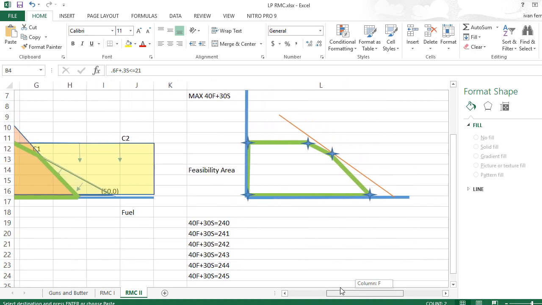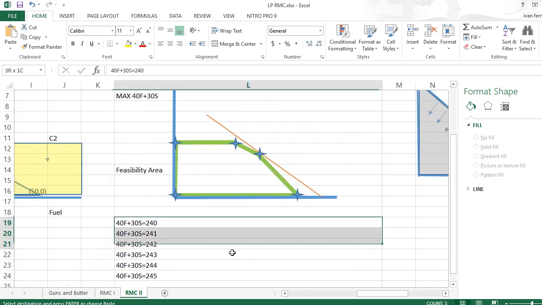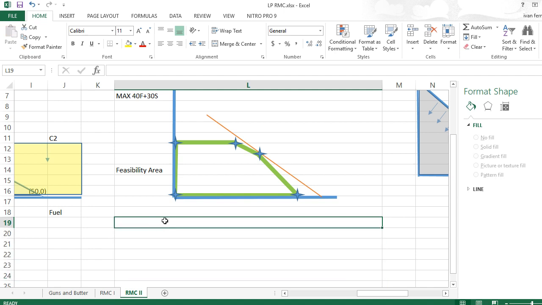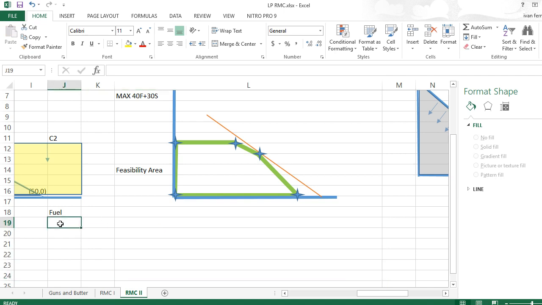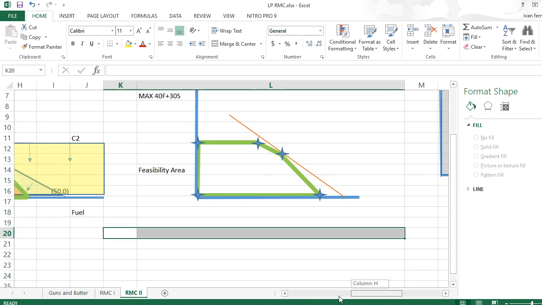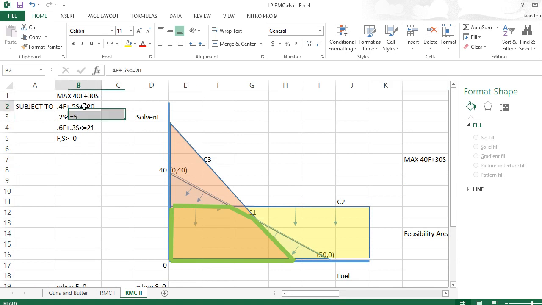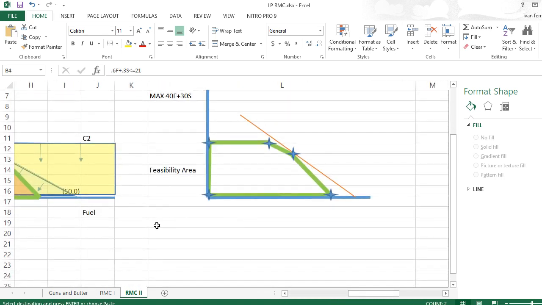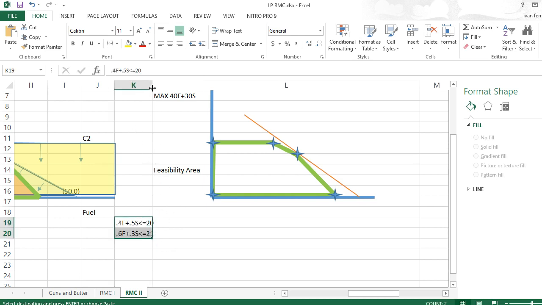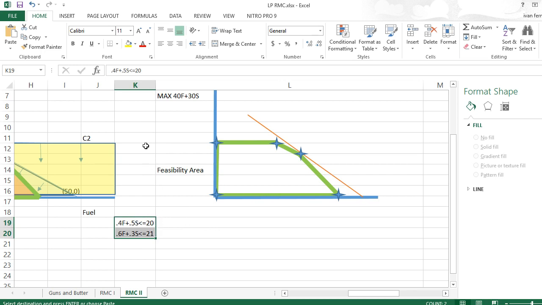Okay. Here, I'm going to delete these. I don't need them anymore. Okay, good. So the solution is going to be where these two equal each other. So let me show you how to do it.